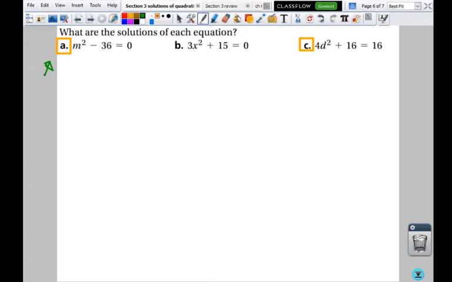Just do number C ahead of time, guys. Do number C. Dude, you mean letter C? Is that m equals 6?